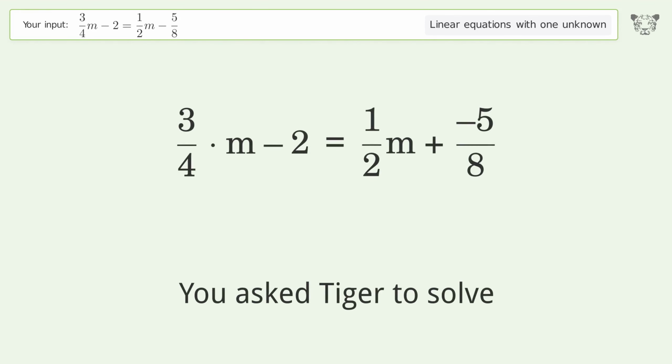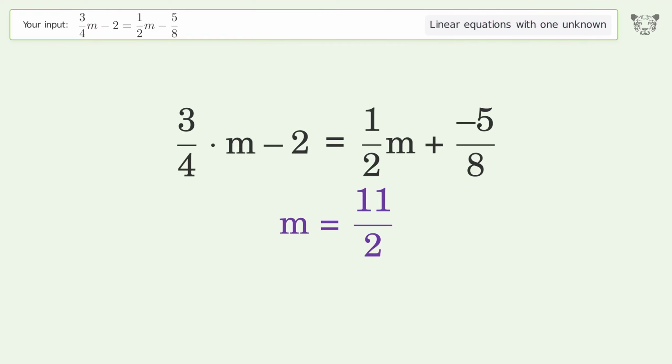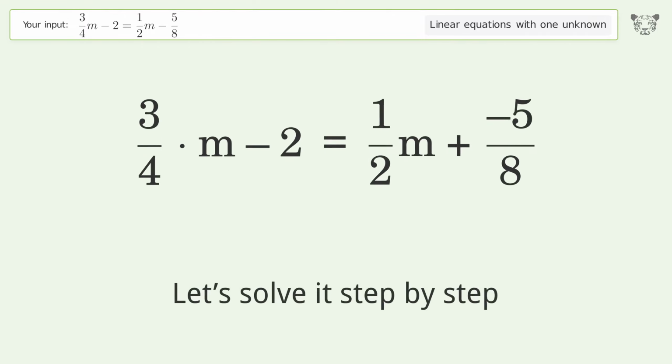You ask Tiger to solve. This deals with linear equations with one unknown. The final result is m equals 11/2. Let's solve it step by step.